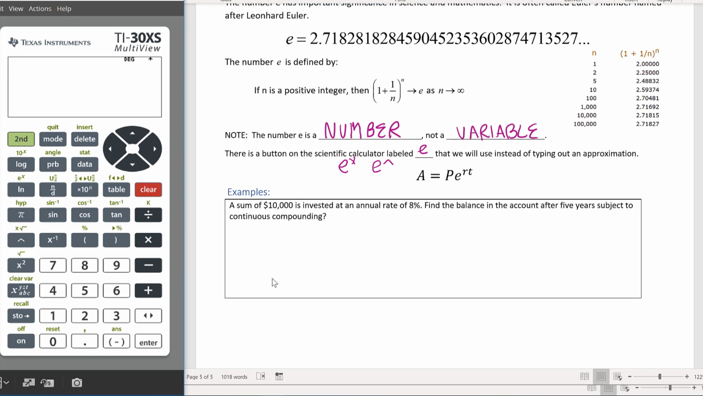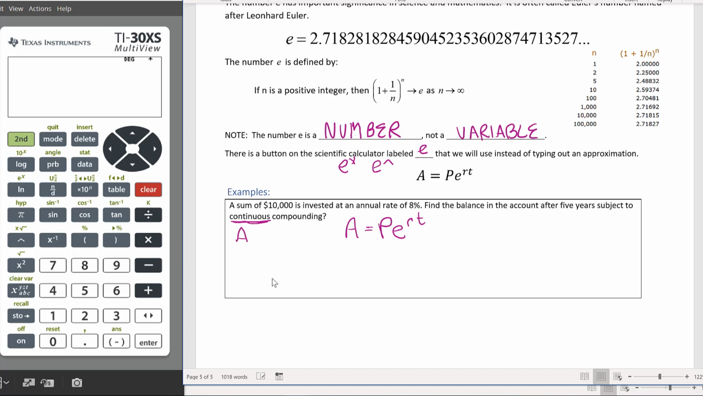So let's start our example. A sum of $10,000 is invested at an annual interest rate of 8%. Find the balance in the account after 5 years, subject to compounding continuously. Because it's continuous, that's how you know that you're going to use A equals P e to the rt and not the other formulas that we've already used.